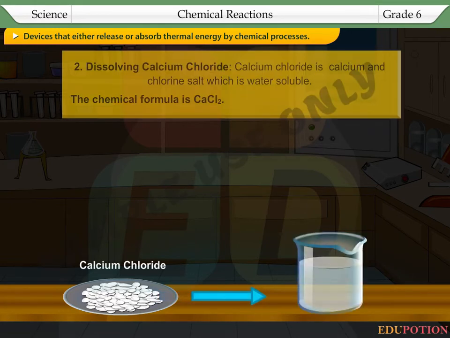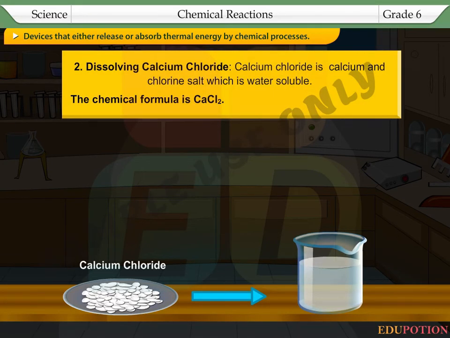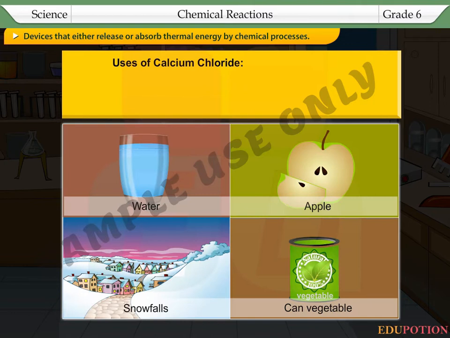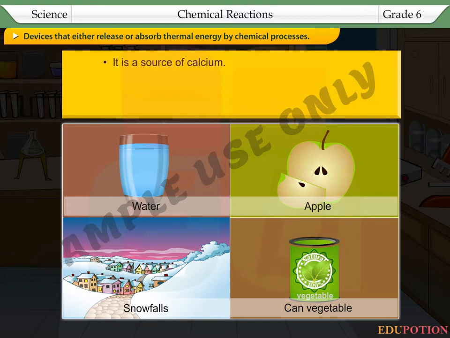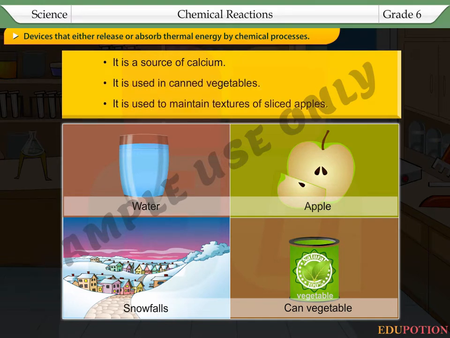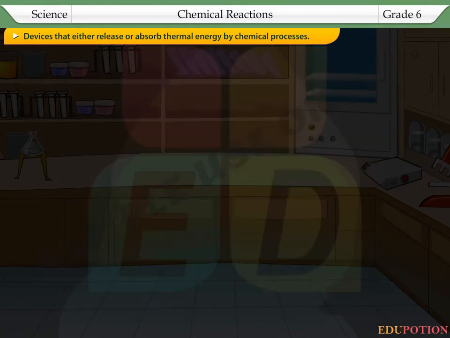The second is dissolving calcium chloride. Calcium chloride is calcium and chlorine salt which is water soluble. The chemical formula is CaCl2. Uses of calcium chloride. It is used for de-icing the roads during snowfalls. It is used to increase the hardness of water. It is a source of calcium. It is used in canned vegetables. It is used to maintain textures of sliced apples.